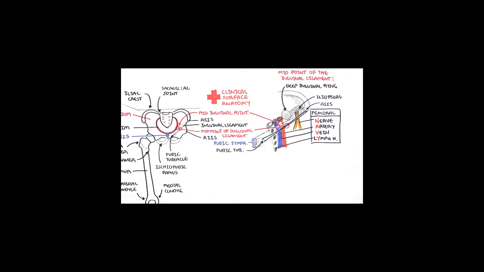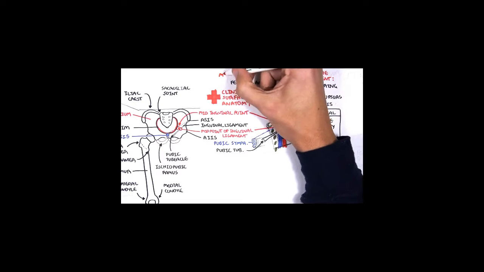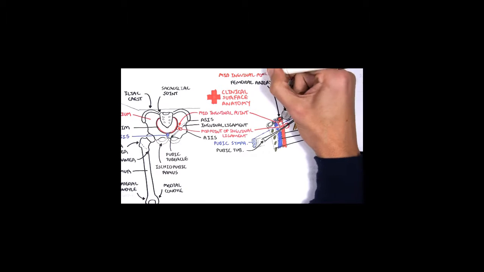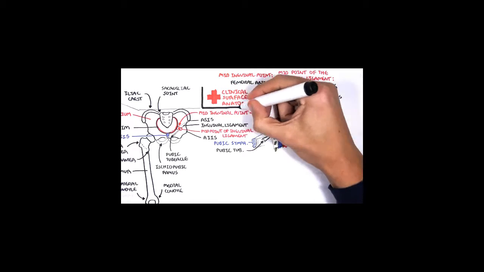Y for lymph. The femoral artery is important because this can be an access for stenting of the heart and the aorta. Similarly, the femoral vein is important because it is an access for central lining. And to find all these structures, you just need to remember the mid-inguinal point, which is where the femoral artery is located, and then you can work medially.